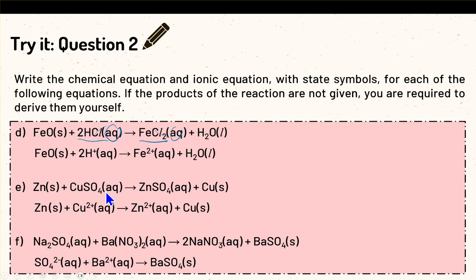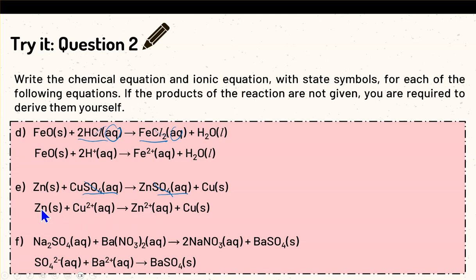Okay, next one. If you look at this one, again, aqueous and aqueous, they will split, right? So the sulfate and sulfate will cancel out because they are aqueous sulfate ions. And copper here has to be what? 2 plus, Cu2 plus in aqueous. And zinc is Zn2 plus.